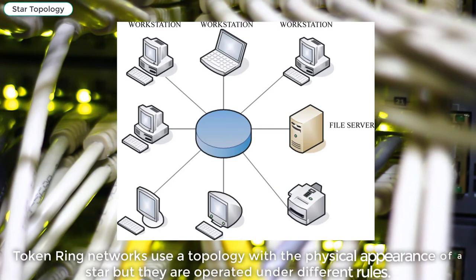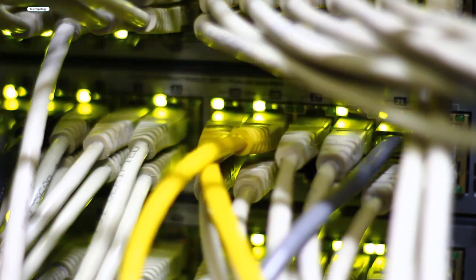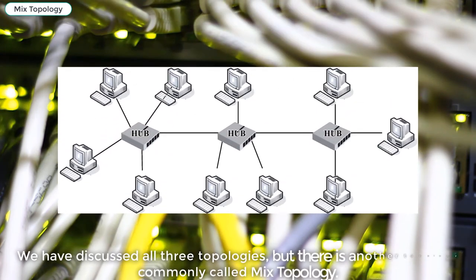3. Ring topology. Token ring networks use a topology with the physical appearance of a star, but they are operated under different rules. 4. Mixed topology.